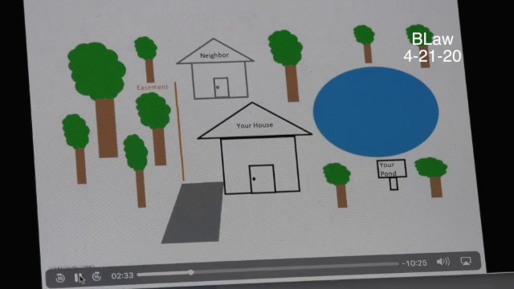If, however, you granted your neighbor a license in order to maybe go fish in your pond or swim in your pond, if you sold your house, that license would be revoked and they'd have to get permission from the new owner in order to go swim in that pond or fish in that pond.